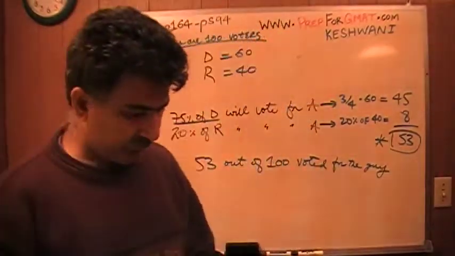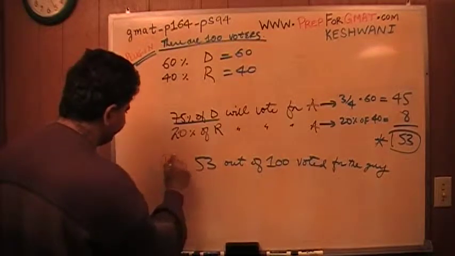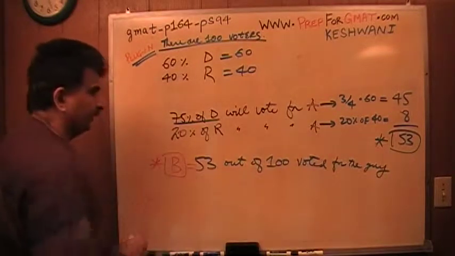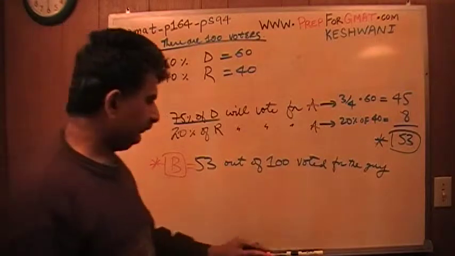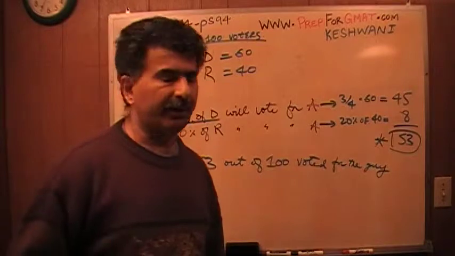Let's see what the answer is. Oh, right there, the answer is B. That's it, we are done. The answer is B. Alright, that's what I do. Just plug in numbers. Don't do it in an algebraic way.